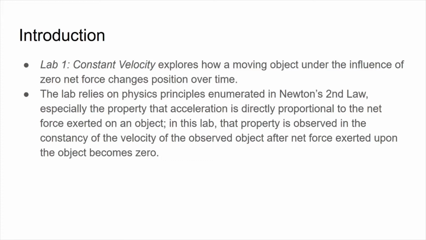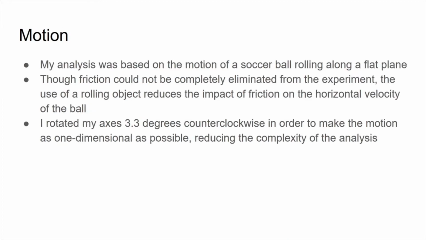So an important thing to grasp about this lab is that the velocity of the object under observation is constant because there is zero net force. So my analysis was based on the motion of a soccer ball rolling along a flat plane. My reasoning was that I wanted to make the influence of friction on the object as negligible as possible, and by using a rolling object, we can eliminate some of the impact of friction on the horizontal velocity of the ball.